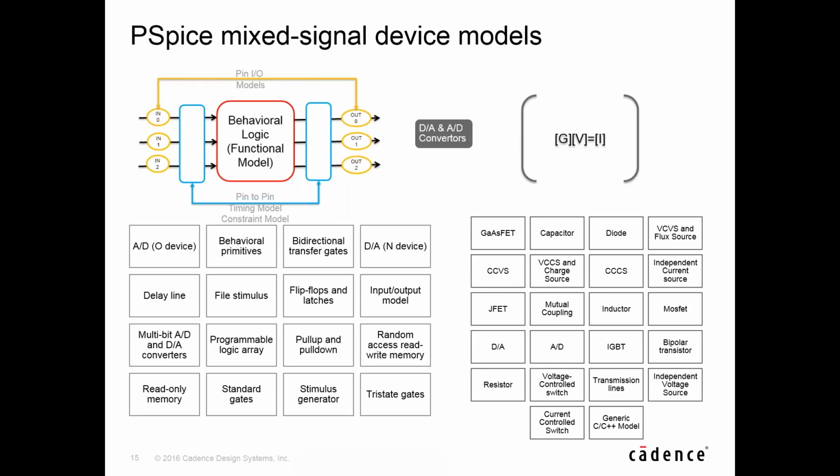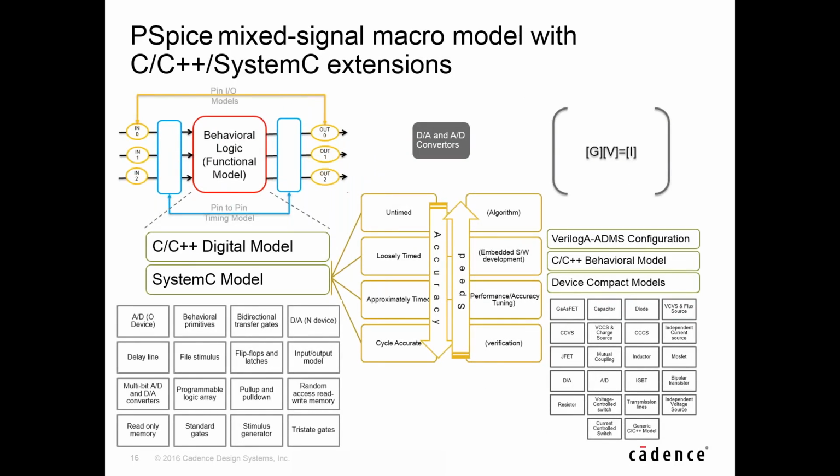PSpice has always supported diode models, inductor models, MOSFET models, bipolar transistor models. And then we started looking at all the digital types of devices that would be out there, like random access read-write memory, stimulus generators, flip-flops and latches, file stimulus, A to D converters, read-only memory. And we started looking at what sort of models were available in the market for those sorts of devices. And a lot of those digital devices could all be modeled using C, C++ digital models, or a SystemC model of that particular device. So we enabled that simulation engine to understand and comprehend and then use those types of models for all those devices.